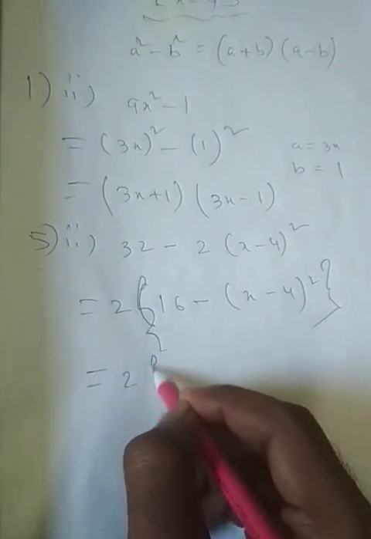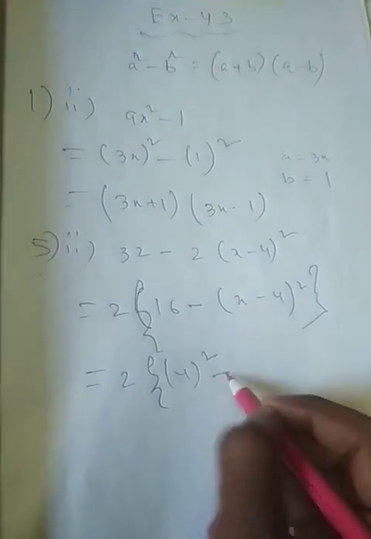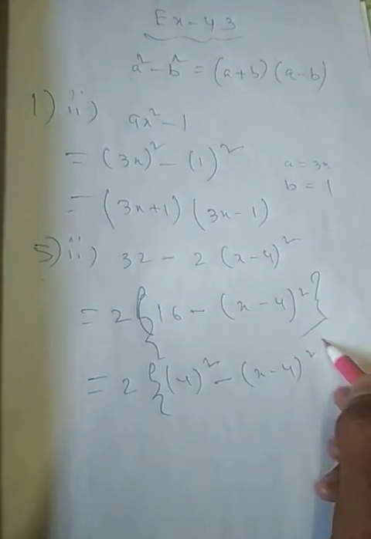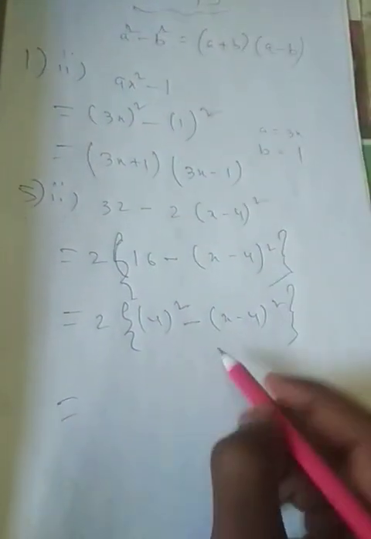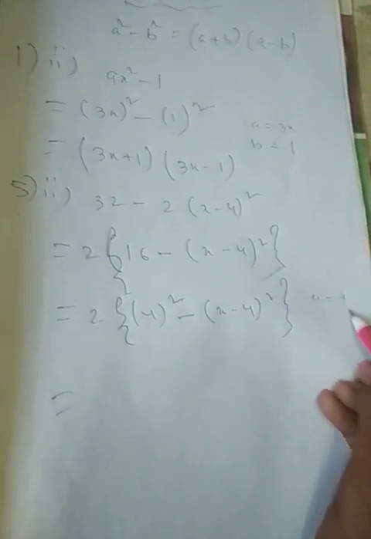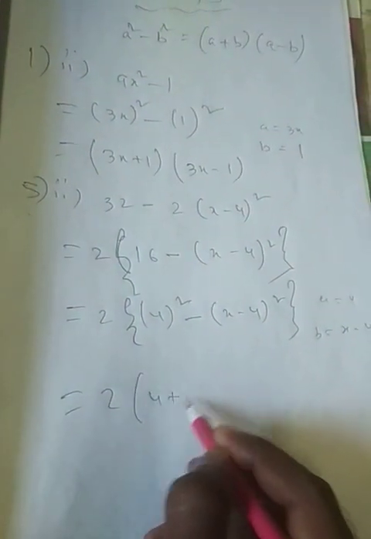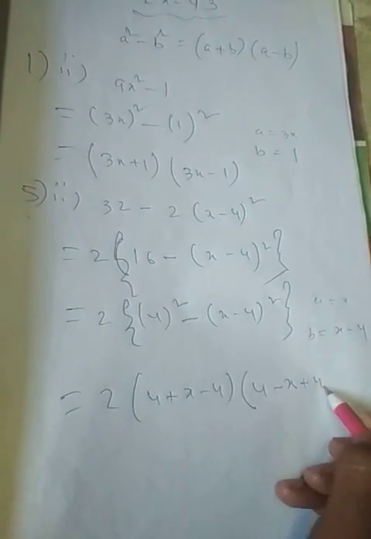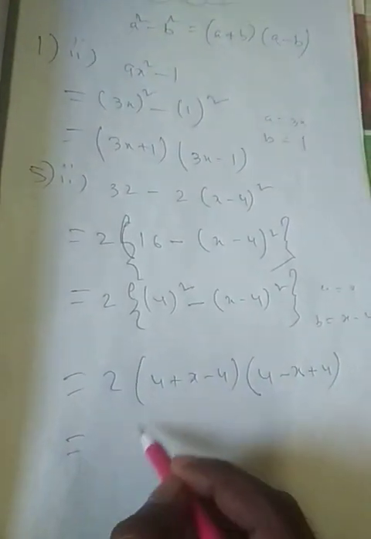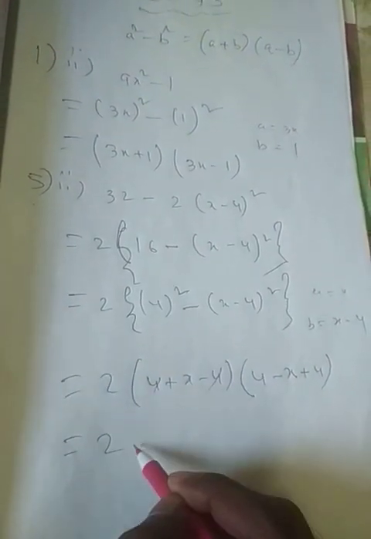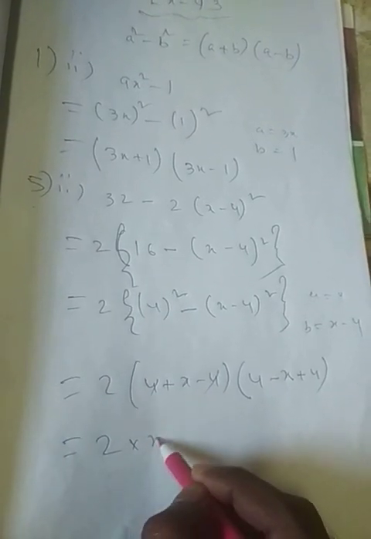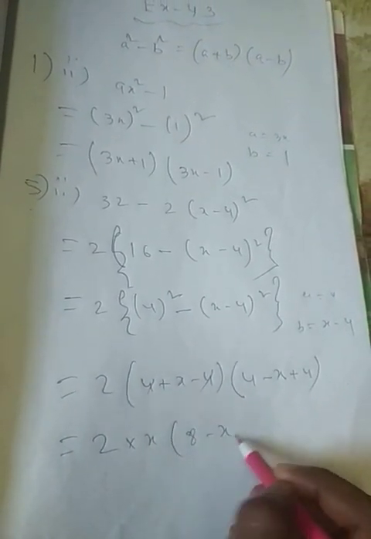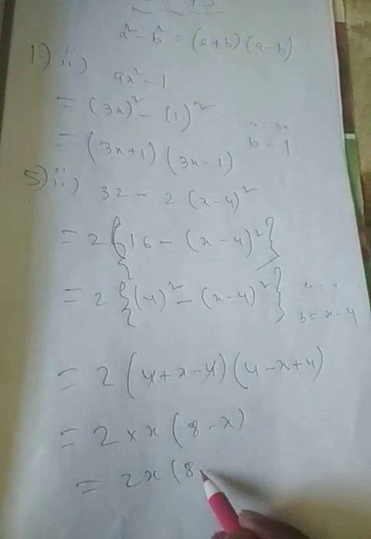Now 16 can be written as 4 square. So again we got the formula here, a square minus b square. A means here 4, b means x minus 4. So I can write 4 plus x minus 4, that means a plus b, a minus b. So what I got here, 4 cancels, so only x is left, and here 8 minus x is left. So that came to x into 8 minus x.